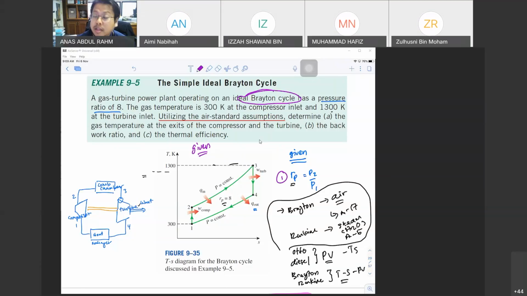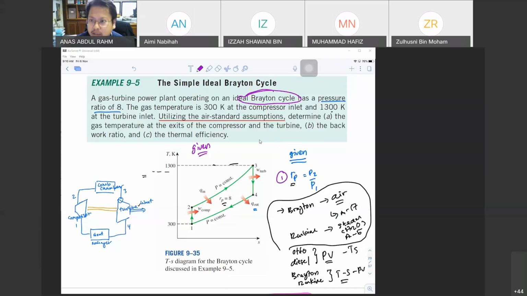Basically, kita selalunya guna TS diagram for Brayton and Rankine. Okay. Now, dia bagi kat kita the gas temperature is 300 Kelvin at the compressor inlet and 1300 Kelvin dekat turbine inlet. First, we need to know dulu.